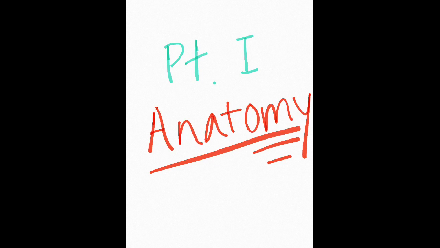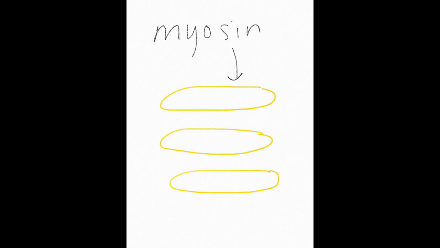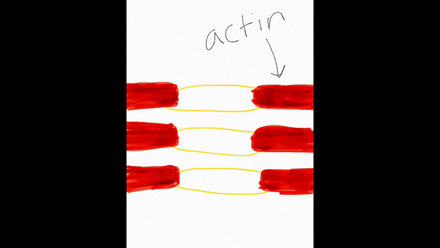So in the first part, we will be looking at the anatomy, starting with the myosin and the actin. Both of these are filaments.